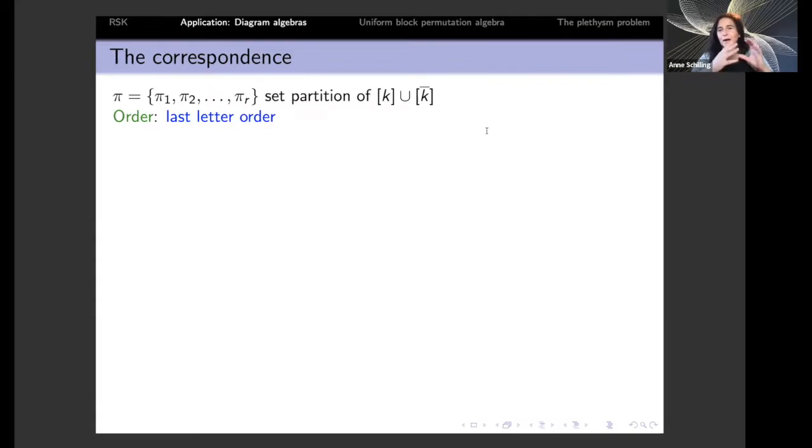Now, I'm going to tell you, if you have such a diagram, how can you construct a generalized permutation, and then how can you insert that? First of all, for the RSK algorithm, we need an order; we have to have ordered alphabets. My order will be the last letter order. Whenever I have a block, I look at the largest letter in that block, and when I compare blocks, I just compare the largest letters. If the largest letter of one block is smaller than the largest letter of another block, then that will also be the comparison of the blocks.